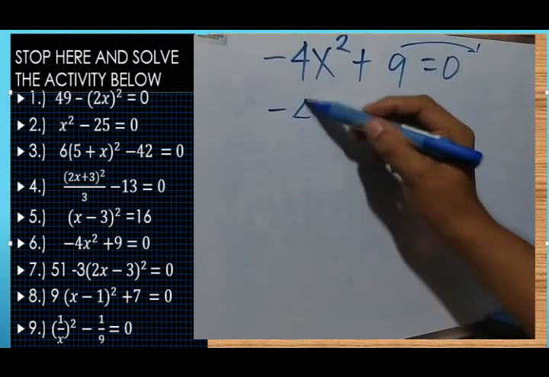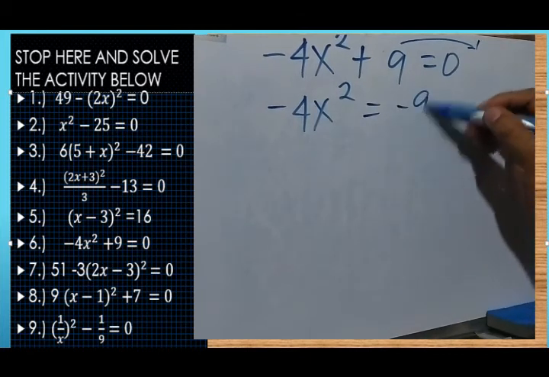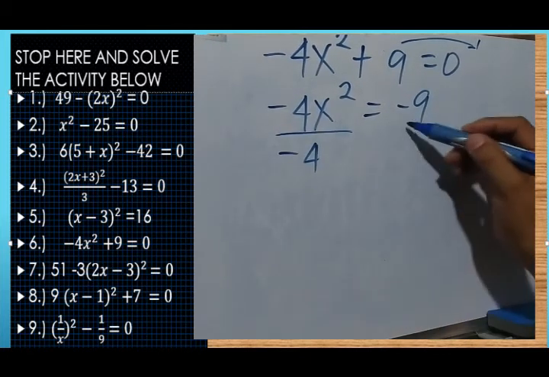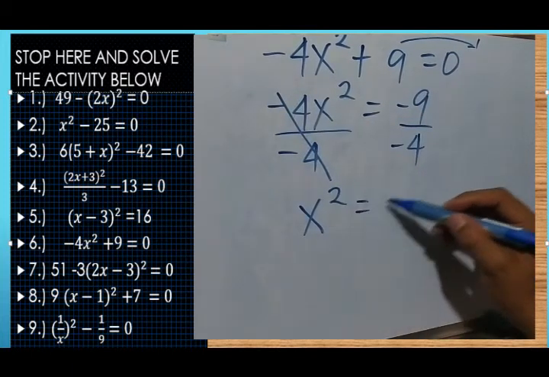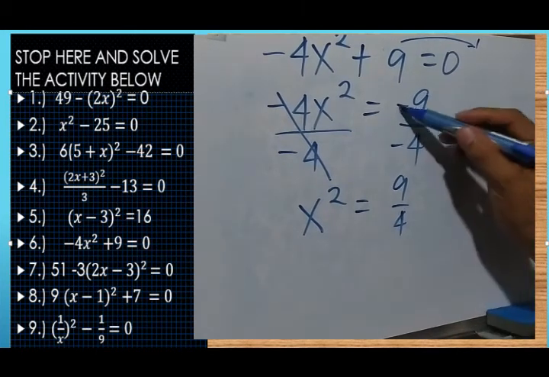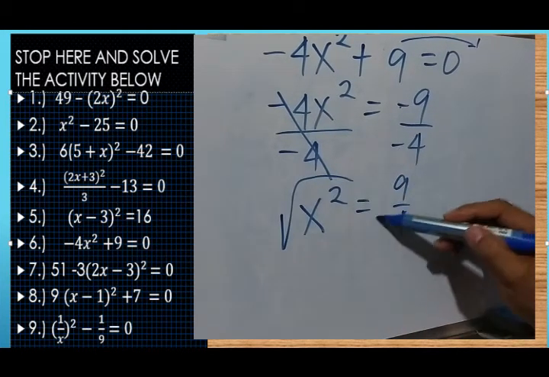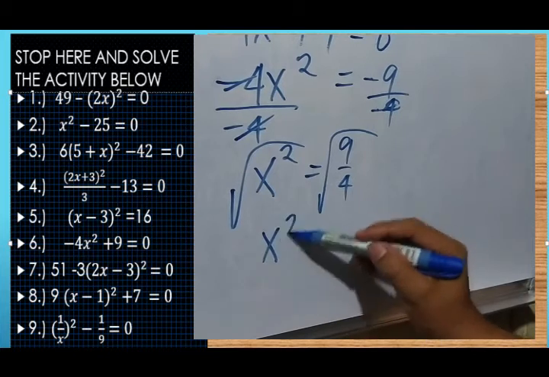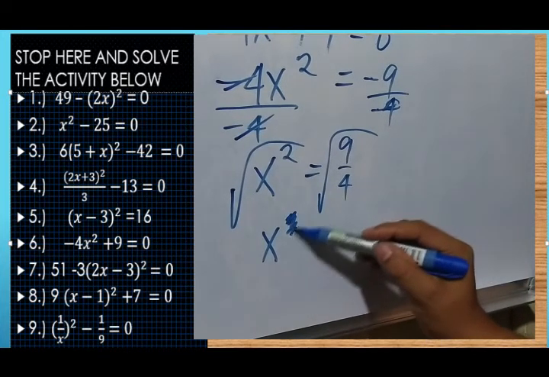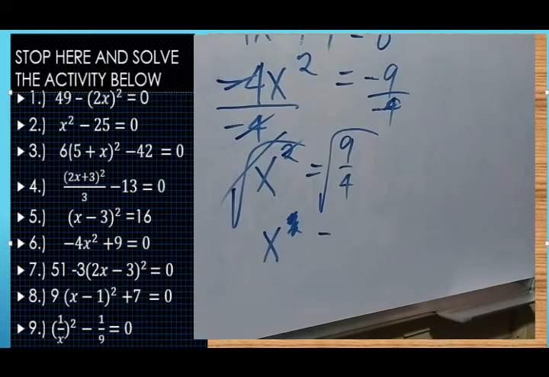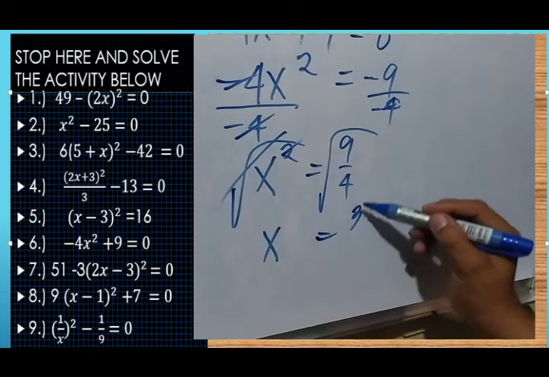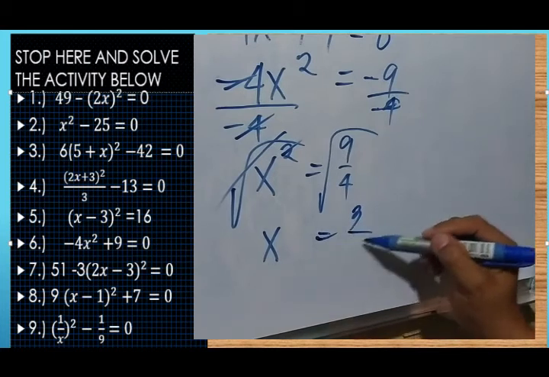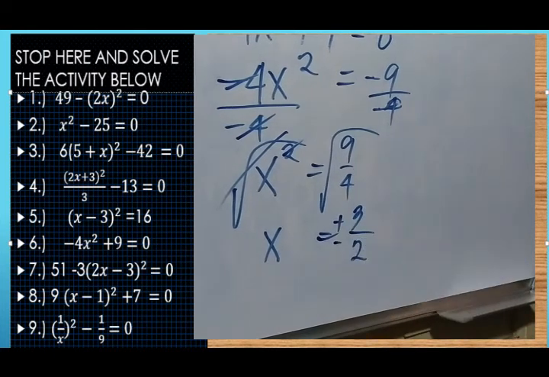Next, we have negative 4x squared plus 9 equals 0. Transpose 9. So you have negative 4x squared is equal to negative 9. Divide all terms by negative 4. You have x squared is equal to negative divided by negative is positive. Just copy 9 over 4. Then extract the square root of both sides. Cancel. You now have x is equal to the square root of 9 over 4. The square root of 9 is 3, and the square root of 4 is 2. Do not forget to write positive and negative signs.